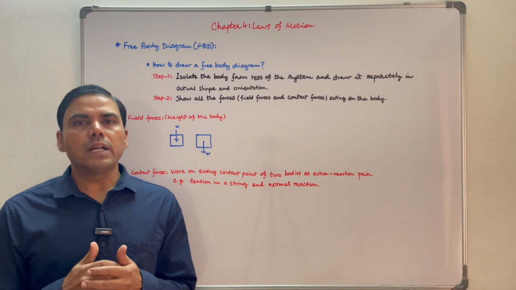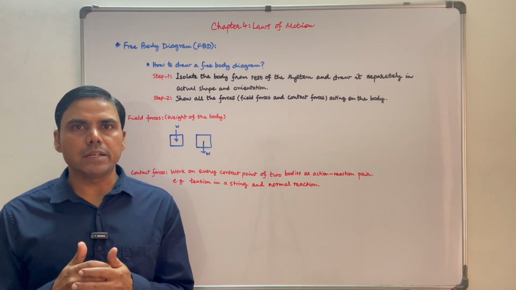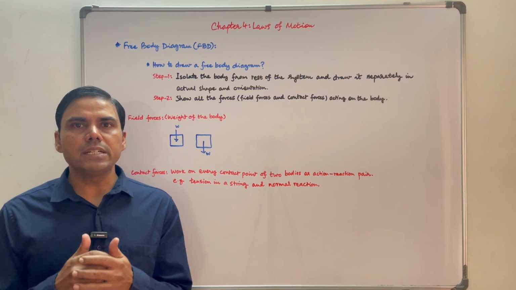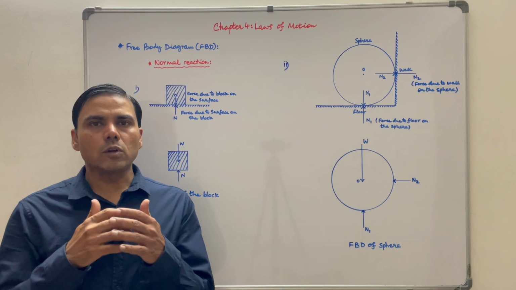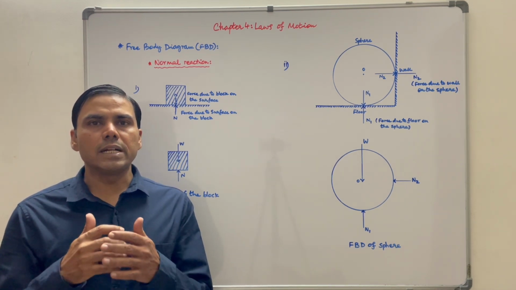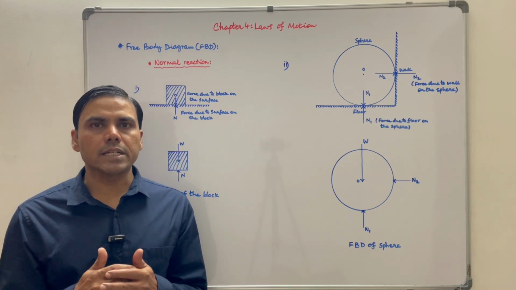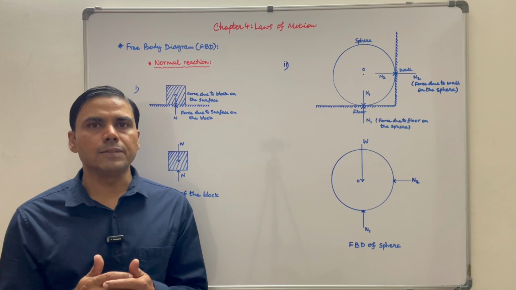Contact forces work at each contact point of two bodies as action-reaction pair. For example, tension in a string and normal reaction. Now let us see how to show various contact forces in different scenarios. First contact force that we will consider is normal reaction. Normal reaction always works perpendicular to the surface.